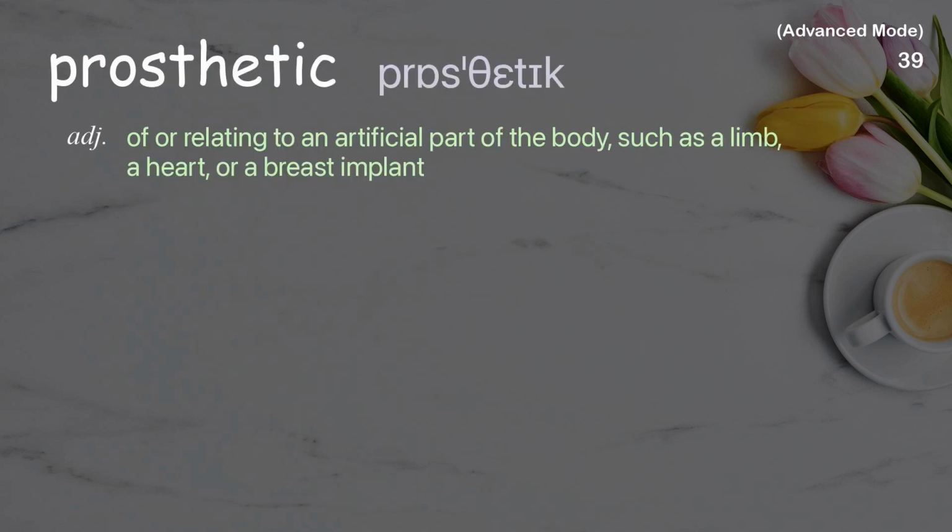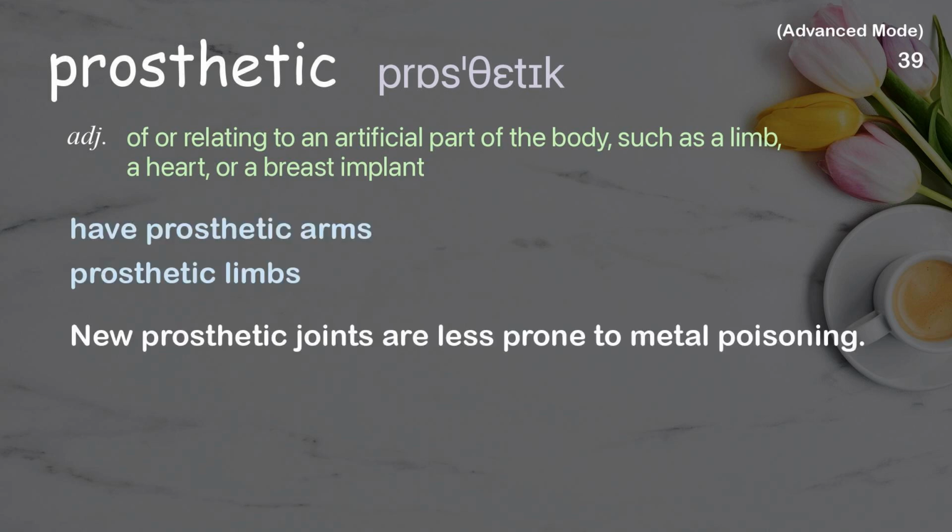Prosthetic. Of or relating to an artificial part of the body, such as a limb, a heart, or a breast implant. Examples: have prosthetic arms, prosthetic limbs. New prosthetic joints are less prone to metal poisoning.